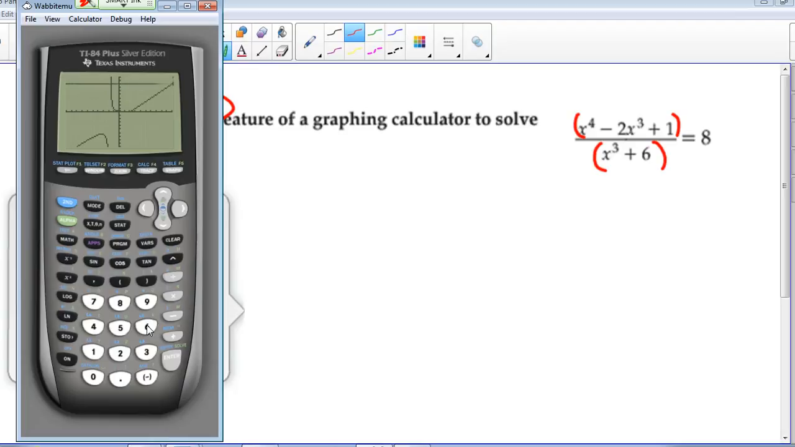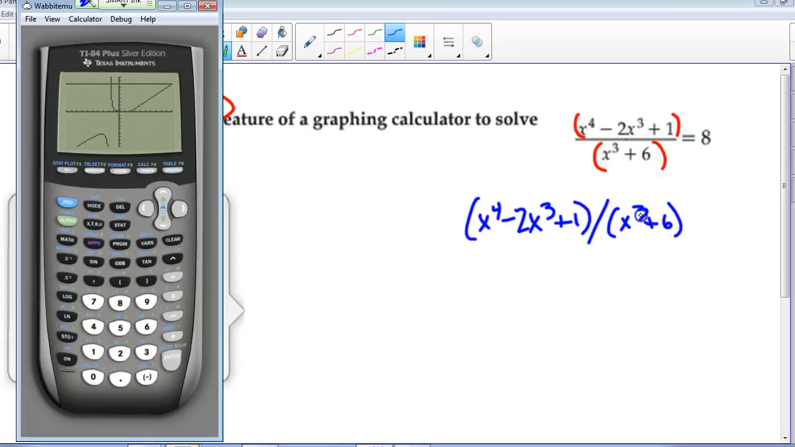So, might just barely work. Did you get 2 places in that standard window? Looks like there should be 2 solutions. Yes, I'm sorry, that was a little confusing. In y1, I typed x to the fourth minus 2x cubed plus 1, all divided by x cubed plus 6. And we'll talk tomorrow about things like top heavy and bottom heavy and leading coefficients and what the end behavior looks like.